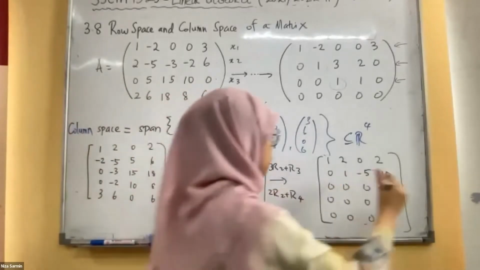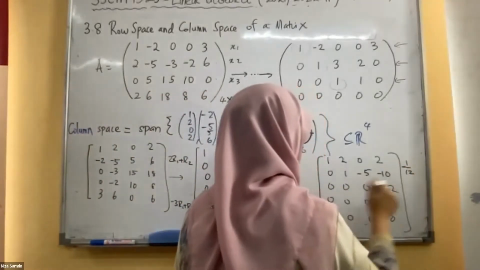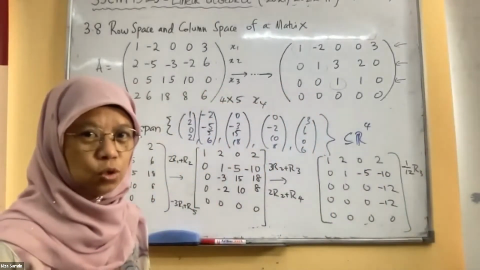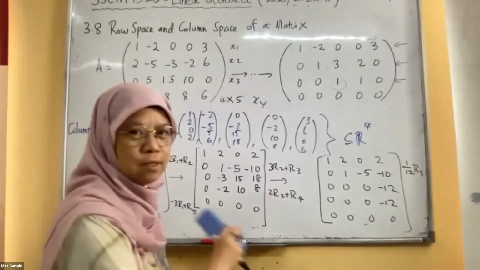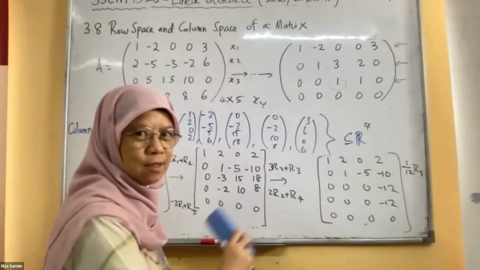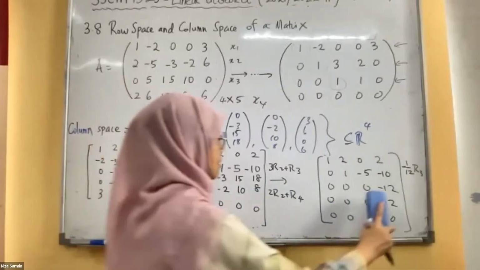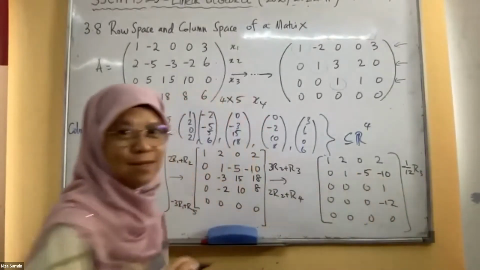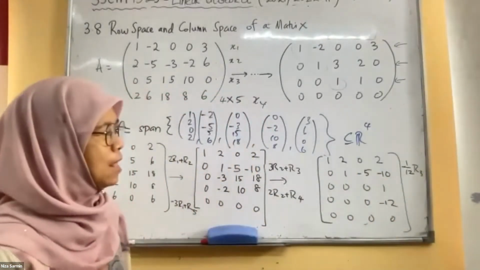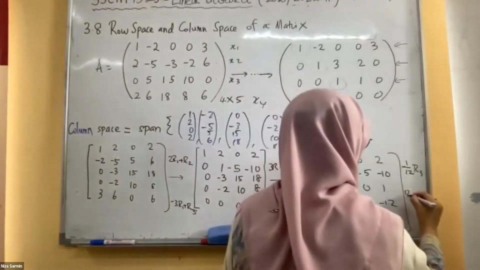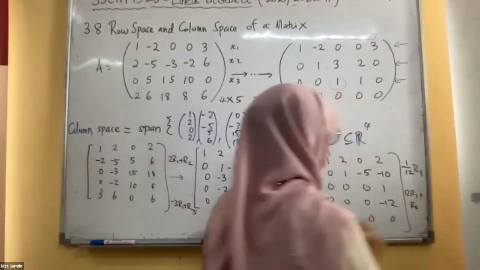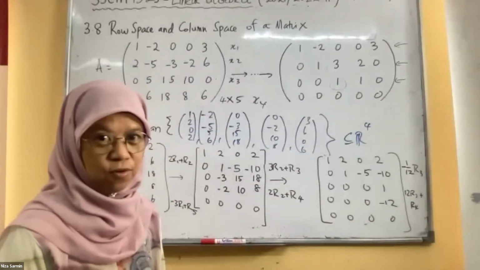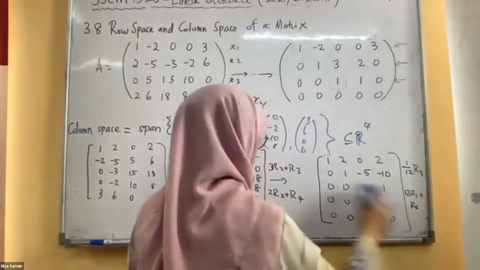Negative 1 over 12 row 3. Negative 1 over 12 row 3. Okay? Done? Done? Okay. 1. Yeah? Okay. Next is 12 row 3 plus row 4. 12 row 3 plus row 4. I want to make this zero, right? Okay.